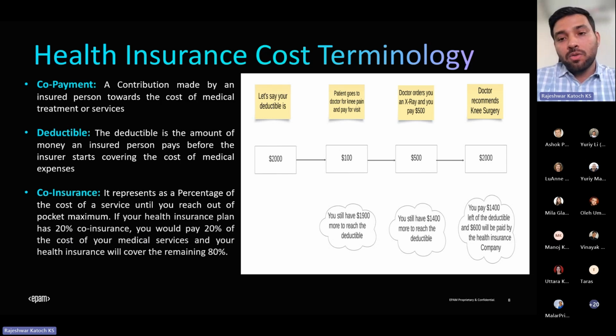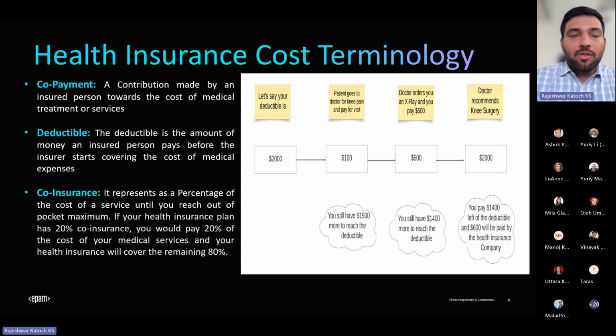In the same way, he goes through the various processes, like he visits again and there are certain other basic treatments that need to be done. So he reaches the deductible of $2,000, and once he reaches that, any other amount after that is covered by the health insurance company. Then we have co-insurance. It is the percentage of the cost of service that you pay until you reach the out of pocket maximum.